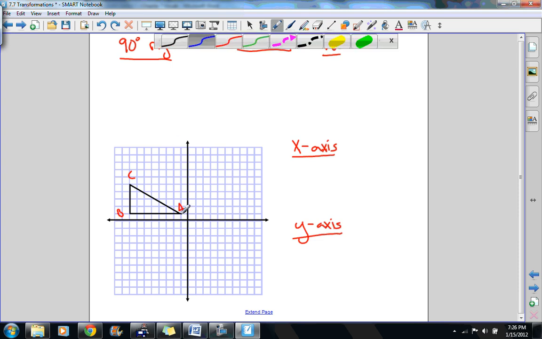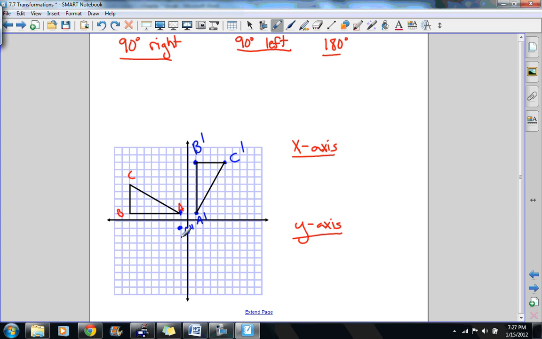90 degrees right, if we started here, means that the A would now be here. We'll call this A prime. B would be 1, 2, 3, 4, 5, 6, 7 up. So this would be B prime. And C would be connected to that. So it'd be 4 over right there. I have to label C still. C prime. Alrighty, so if we're going to the left, A double prime would be here.